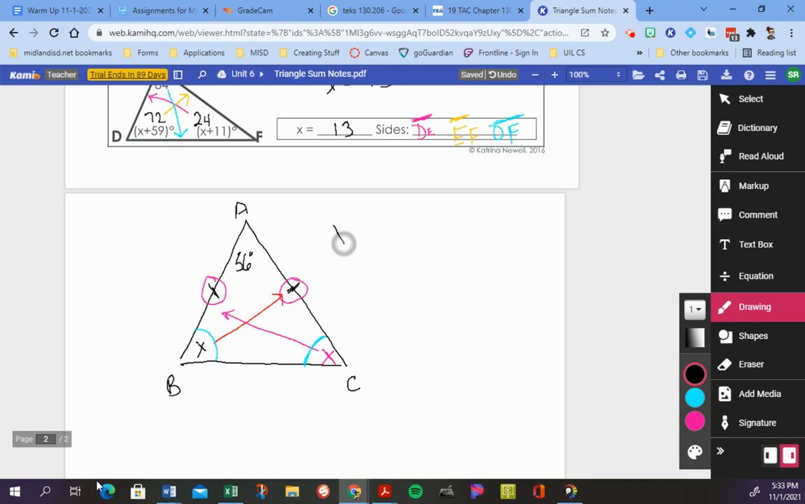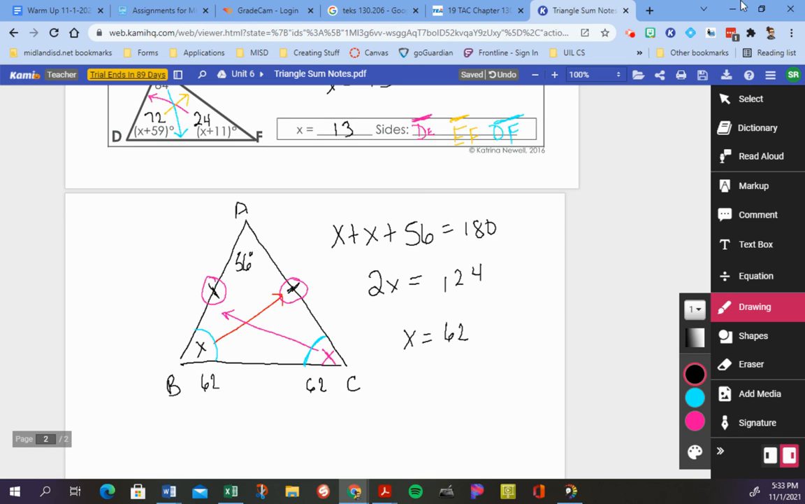Interesting. So that means I have x plus x plus 56 equal to 180. So I have 2x equal to 124, which x would equal, and y'all probably have this on your calculator already, 62. So each of these angles are 62 degrees. Okay? Why am I doing that one?